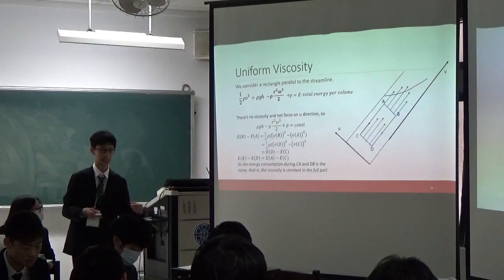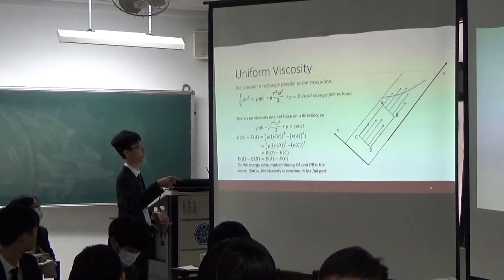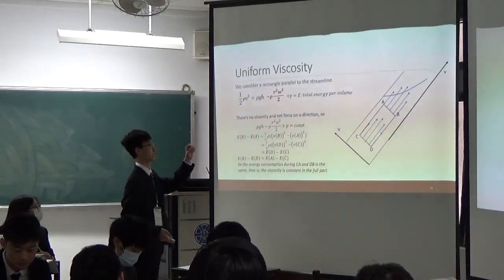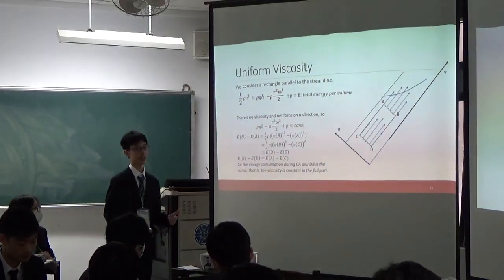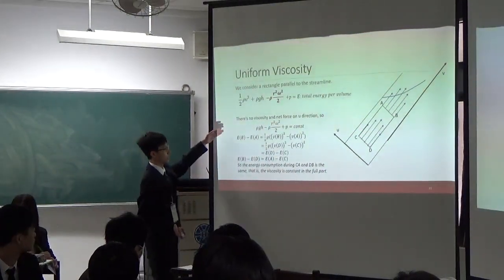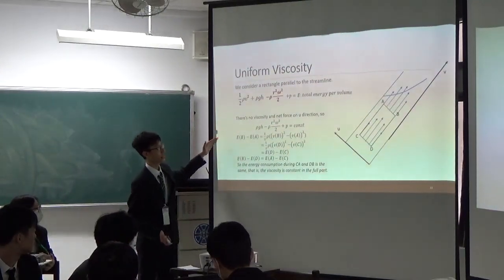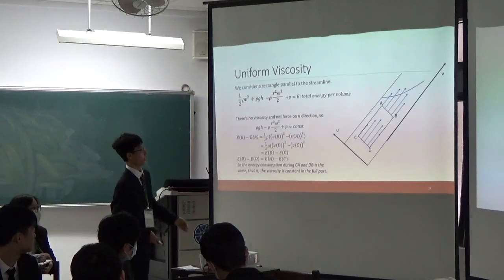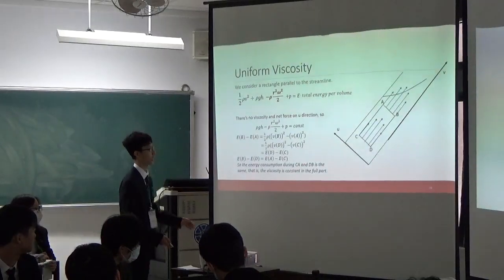Next is the uniform viscosity. We consider a rectangle parallel to the streamline, the v direction. Half rho v squared plus rho g h is the E function, the total energy per volume. Because there's no viscosity and no net force in the u direction, since the water only flows in the v direction, E of B minus E of A should be like this, and as the velocity of B is equal to D and A is equal to C, we can show this when we do the math, on the same streamline.